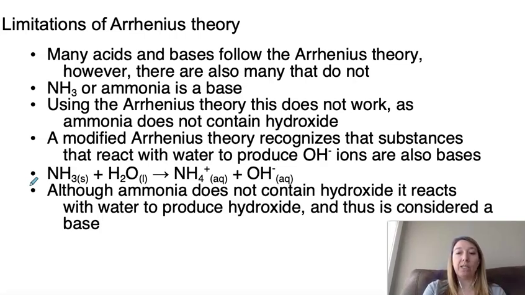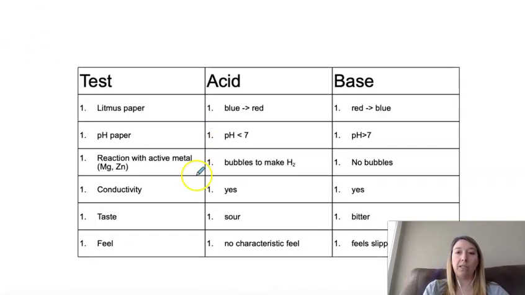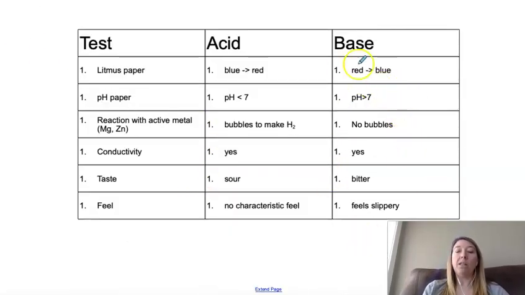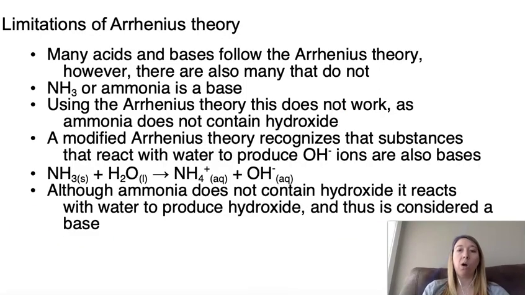And one of those is we have some things that we know are bases. And we know they're bases because when we think about those tests that we talked about at the beginning, these ones here, we see that they turn the red litmus paper blue. We see that if we check their pH, it's higher than 7. We can see that they feel slippery. They meet all those requirements.